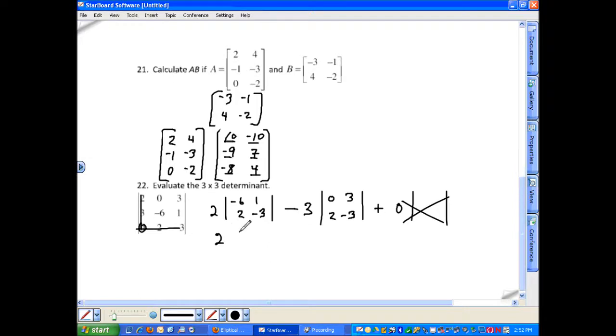Now, the determinant of a 2 by 2 matrix is A times D, which is 18, minus B times C, which is 2. Same thing. This one here, it's A times D, which is 0, minus B times C, which is 6. 18 minus 2 is 16, times 2 is 32. -3 times -6 is 18. That results in a 50. This will be the end of part 3.